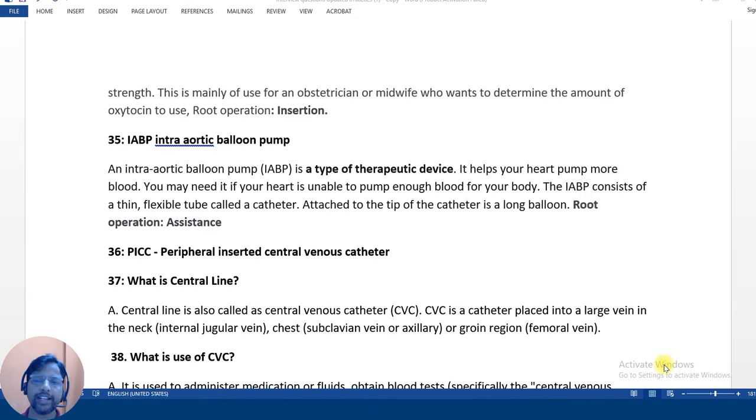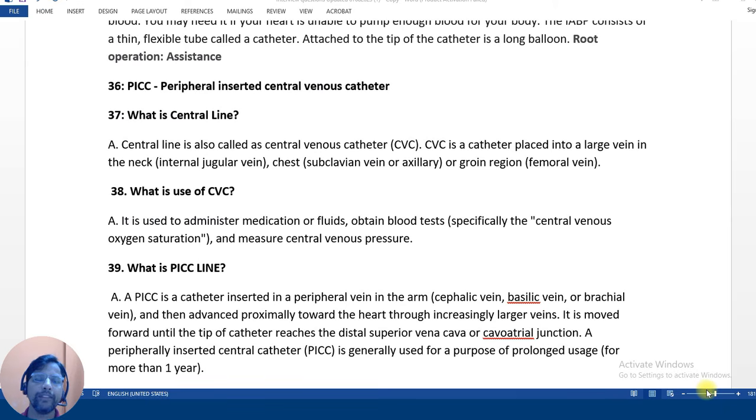You may need it if your heart is unable to pump enough blood for your body. Most of the time, a patient will have this IABP pump inserted after any type of cardiac surgery, mostly like CABG or stent insertion, in order to assist the repaired heart. The root operation for IABP is assistance, as this IABP will not take complete action of the heart, it will assist the heart during pumping of the blood.